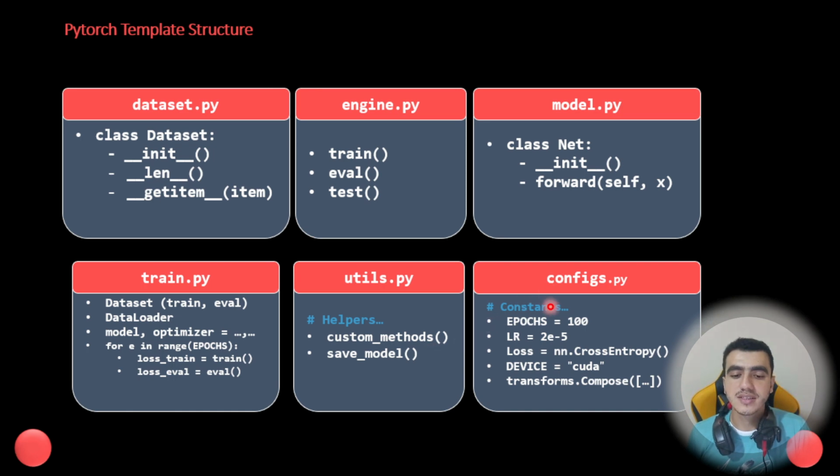And lastly the constants or configs script, which holds the learning rate, the loss, the device you are going to use, whether it is GPU, and the number of epochs we will train our model for.